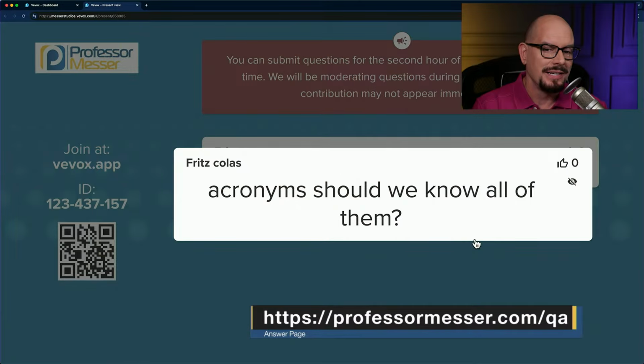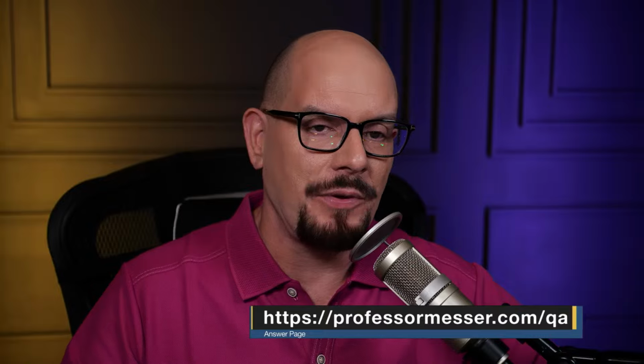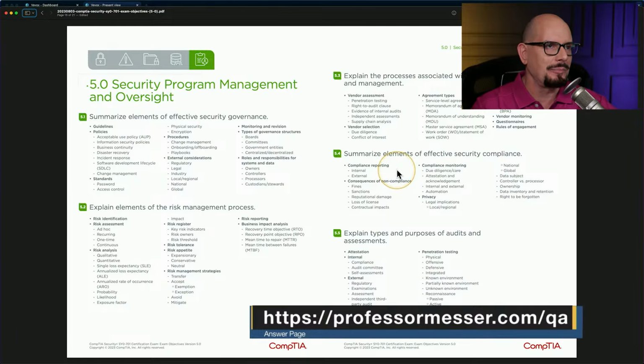This is a great summary question that I think very succinctly describes what most of us are thinking when we look through those lists of acronyms, which is from Fritz, who asks, should we know all of them? What a great question. Because if you look at the list, it's a big list. There's a comprehensive set of acronyms. If you haven't seen them, guess where they're located? That's right, the CompTIA exam objectives. As if I haven't talked about it enough.